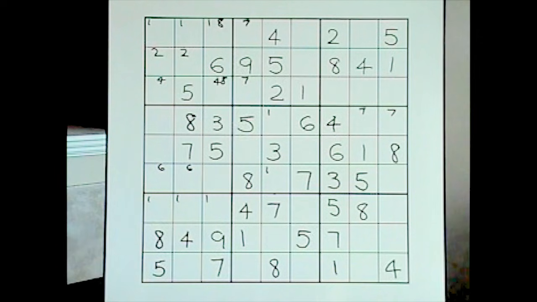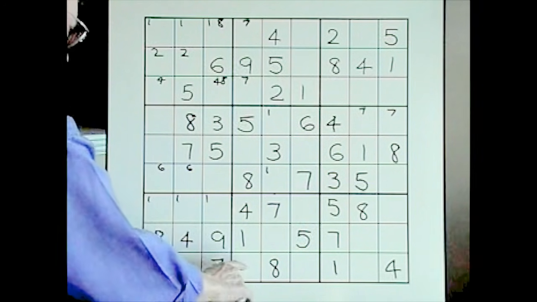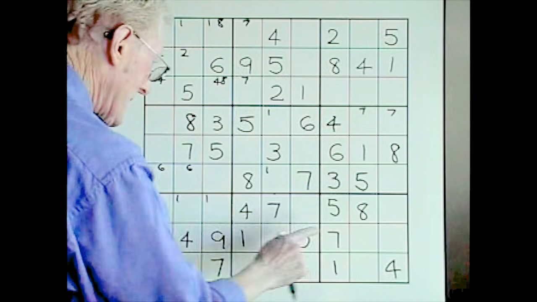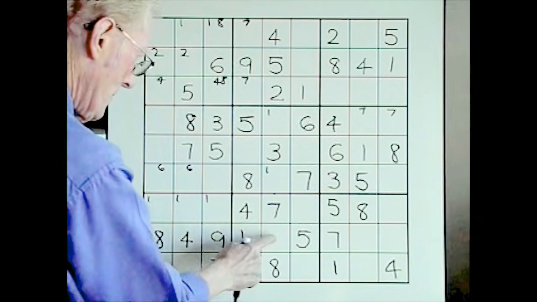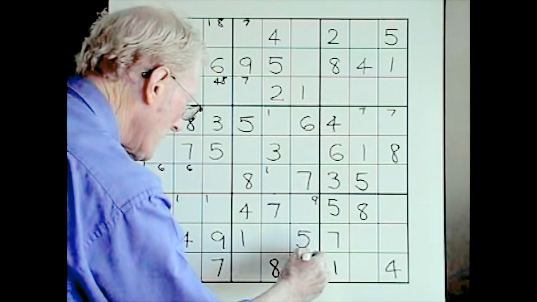9s. Well, now here's something. If I'm going to use the cross technique, if I take this 9 and go down, that gets rid of that 9. If I take this 9 and go across, that gets rid of this 9. Can't be there or there. Therefore, the only space a 9 can go is there.